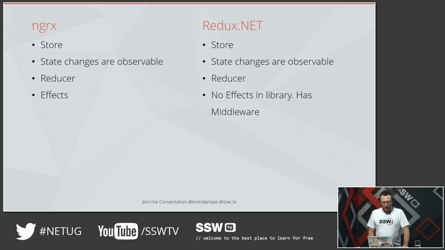So when you're comparing NGRX and Redux.net, they both have a store. They both raise observables, which you select from your state. They both have the concept of reducer. But where NGRX had the concept of effects, Redux.net doesn't have a specific effects handler, but it does have this thing called middleware. So what I'm going to do is actually show you how I went about adding effects to Redux.